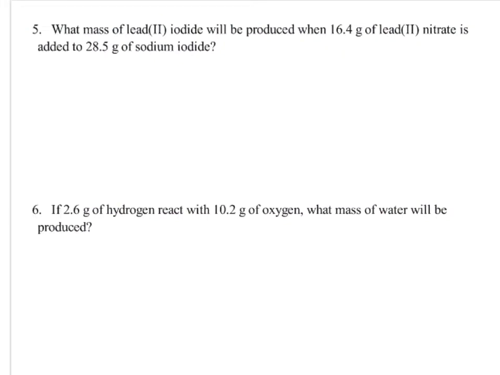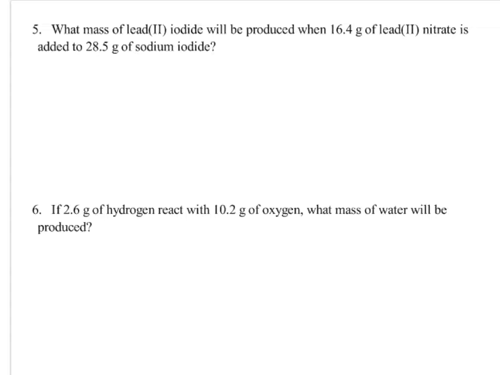Let's try the next one. It says what mass of lead-2 iodide will be produced when 16.4 grams of lead-2 nitrate is added to 28.5 grams of sodium iodide. Again, sounds like a long problem. First thing you do, since it's a reaction, is write out your chemical equation. So, what mass of lead-2 iodide will be produced?